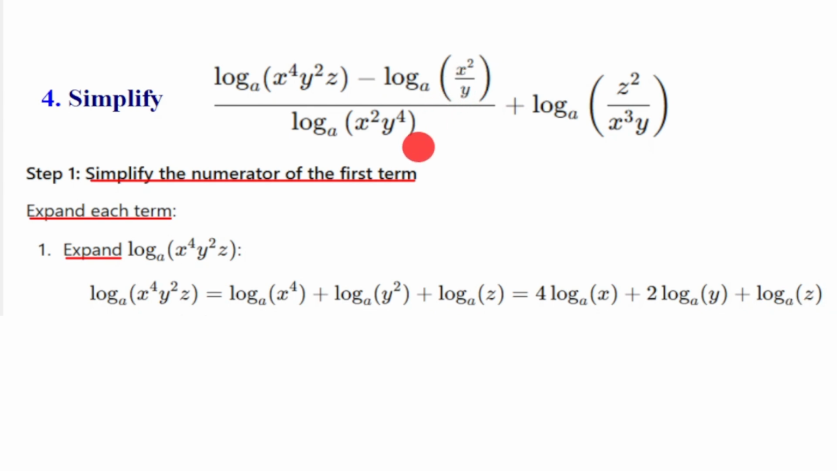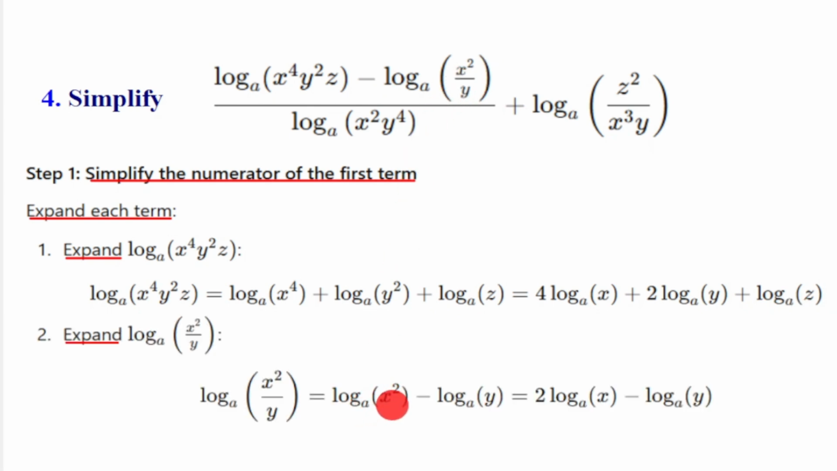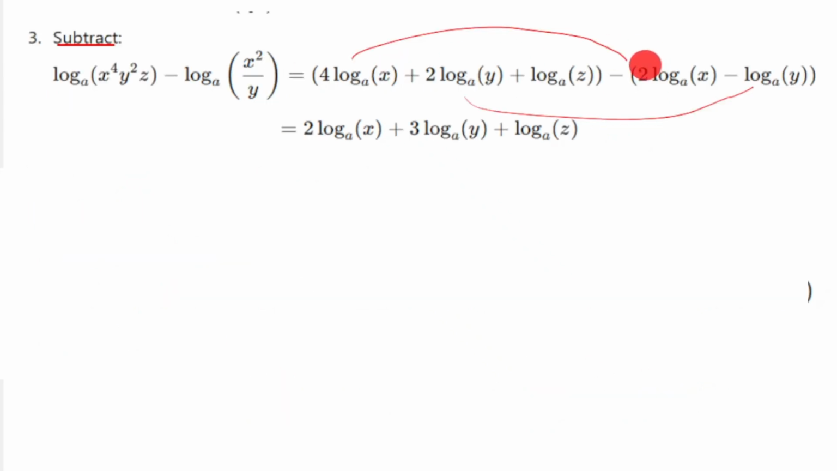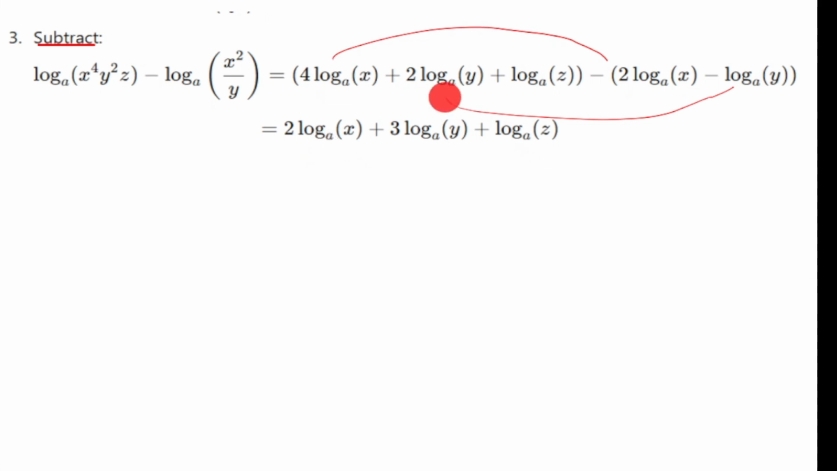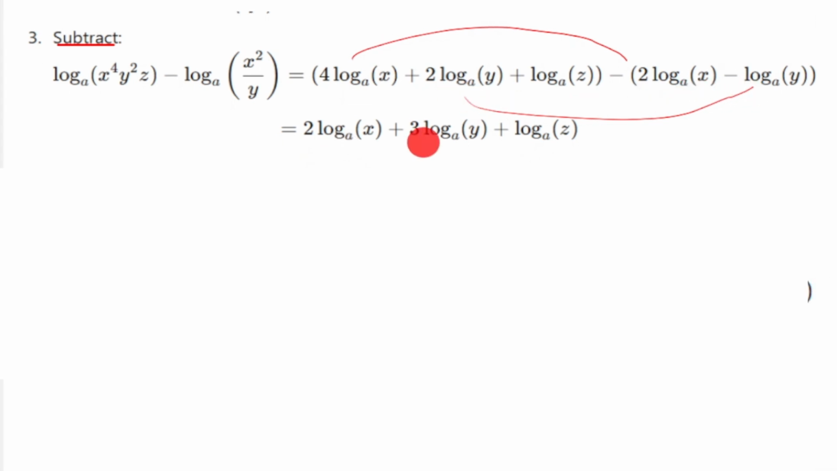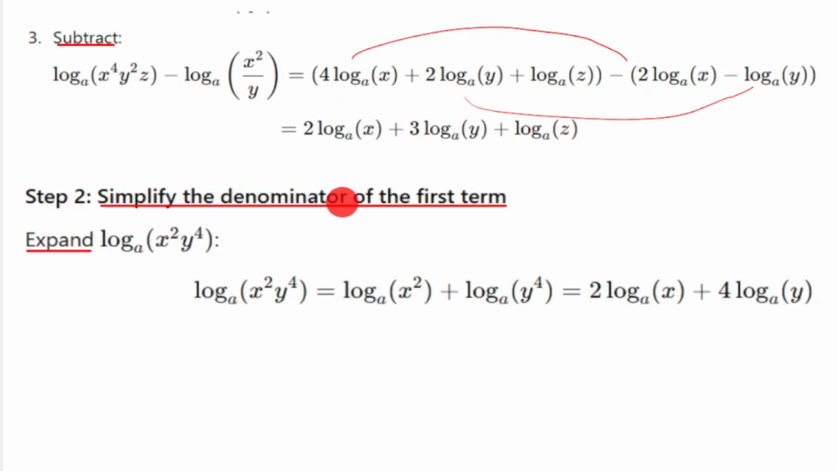When we expand this by using quotient rule, we get logarithm of x cubed to the base a minus logarithm of y to the base a. And again, by using power rule for this one, we get 2 times logarithm of x to the base a minus logarithm of y to the base a. 4 minus 2, we get 2 times logarithm of x to the base a. 2 minus of minus, so we get 3 times logarithm of y to the base a plus logarithm of z to the base a.